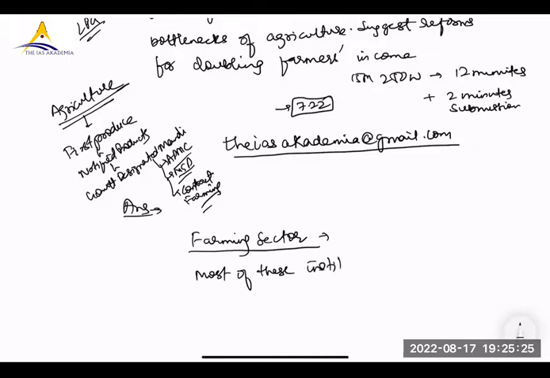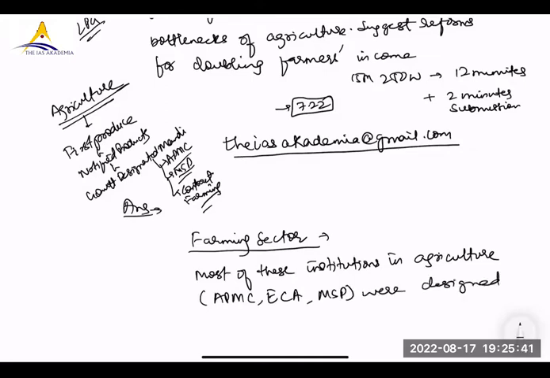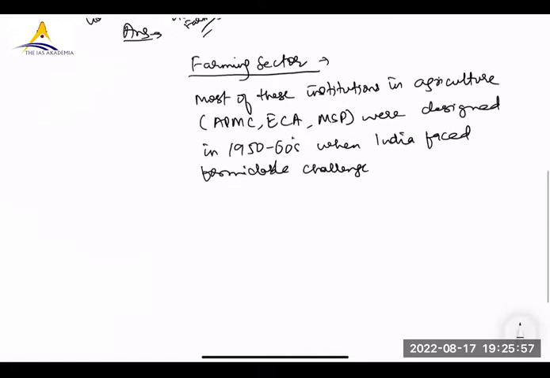So, right, most of these institutions in agriculture, in bracket you can write APMC, Essential Commodities Act, MSP, were designed in the 1960s when India faced formidable challenge of food security and farmer protection.